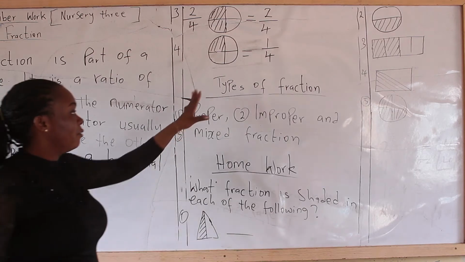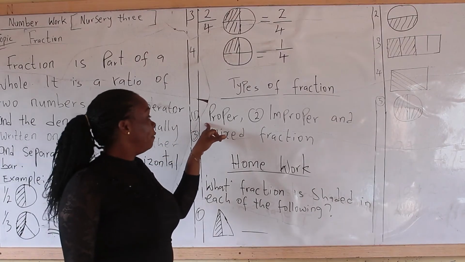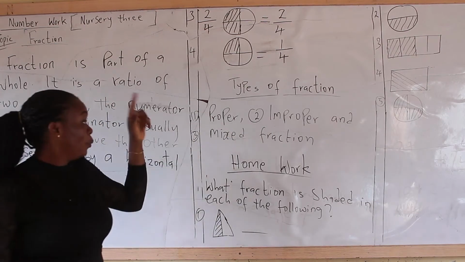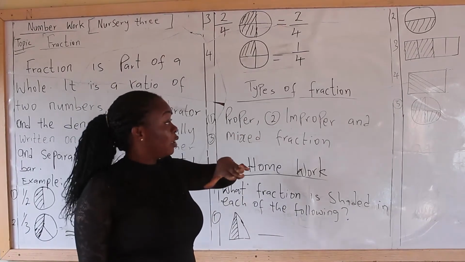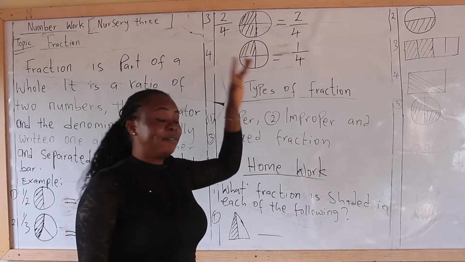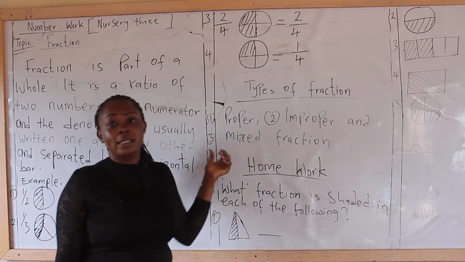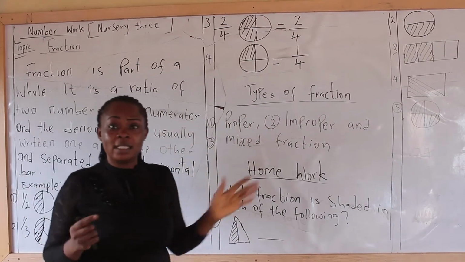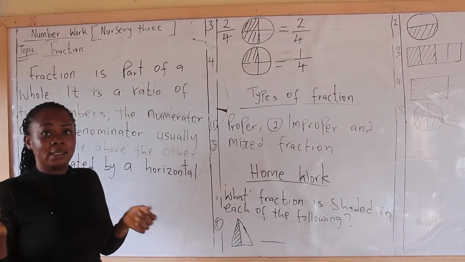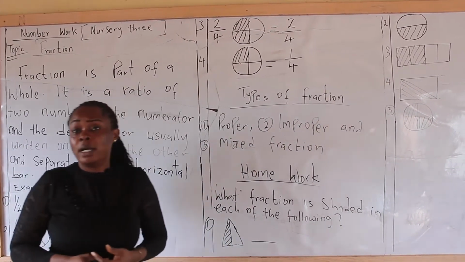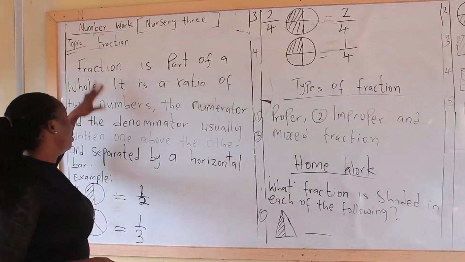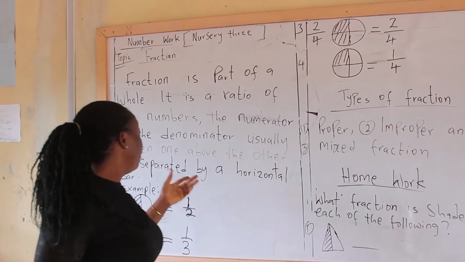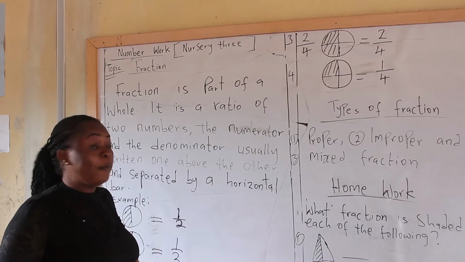Now let's go to types of fraction. When you talk of proper fraction, you have 1 over 2. The numerator must be smaller than the denominator. When you talk of improper fraction, the denominator must be smaller than the numerator. That is 5 over 2. Then a mixed fraction is having one whole number with a fraction, like 1 and 1 over 2. So that is what we have for now on fraction. Remember, our today's topic is fraction, and fraction is part of a whole.